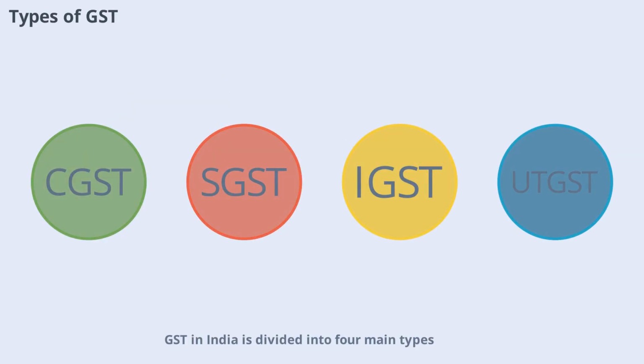GST in India is divided into four main types: CGST, Central Goods and Services Tax; SGST, State Goods and Services Tax; IGST, Integrated Goods and Services Tax; and UTGST, Union Territory Goods and Services Tax. This structure allows both the central and state governments to share tax revenues efficiently, depending on whether the transaction is within a state, between states, or in a union territory.